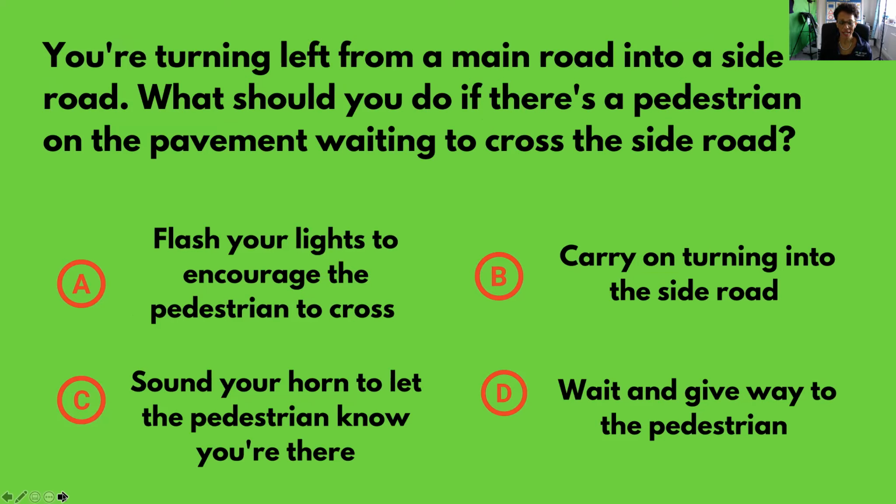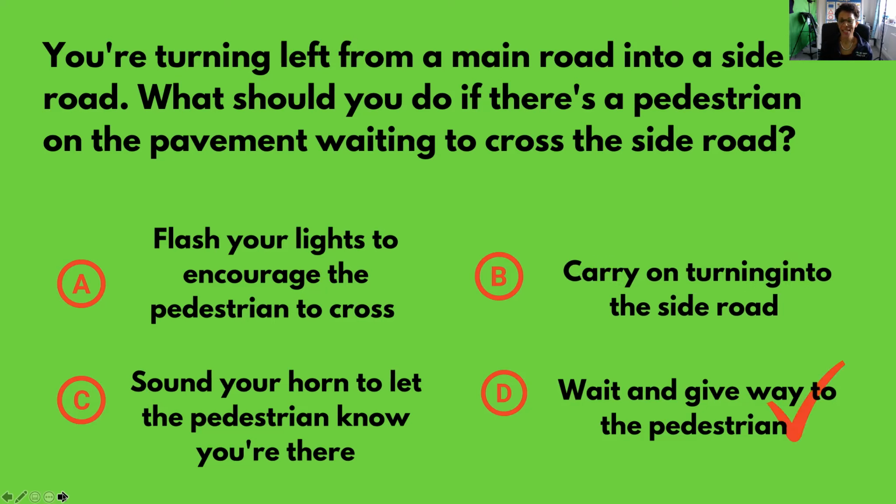A, flash your lights to encourage the pedestrian to cross. B, carry on turning into the side road. C, sound your horn to let the pedestrian know you're there. Or D, wait and give way to the pedestrian. Which one do you think this one is, based on the new highway code rules?